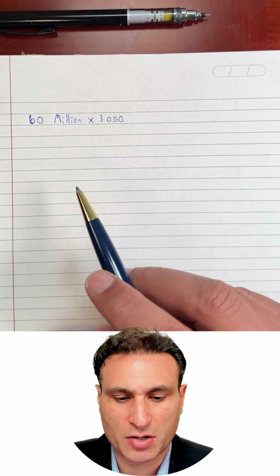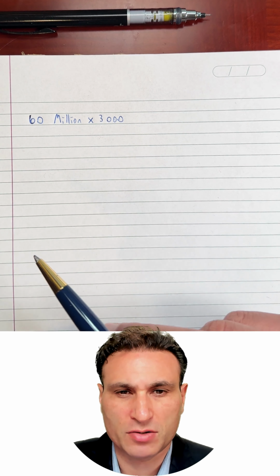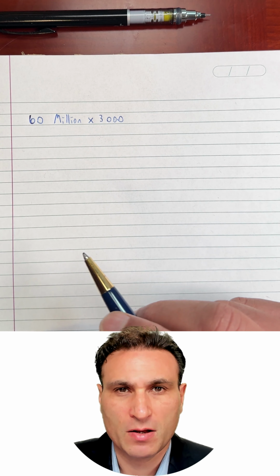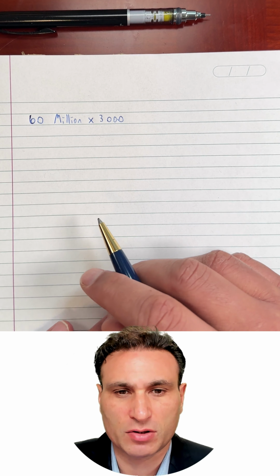Let's say you're in a business meeting or interview, and you need to multiply 60 million by 3,000 mentally. Do you have the answer? Most people need pen and paper to do this calculation, and they calculate the result like this.